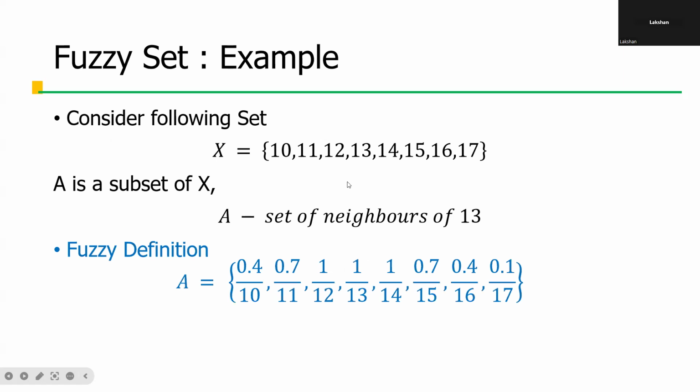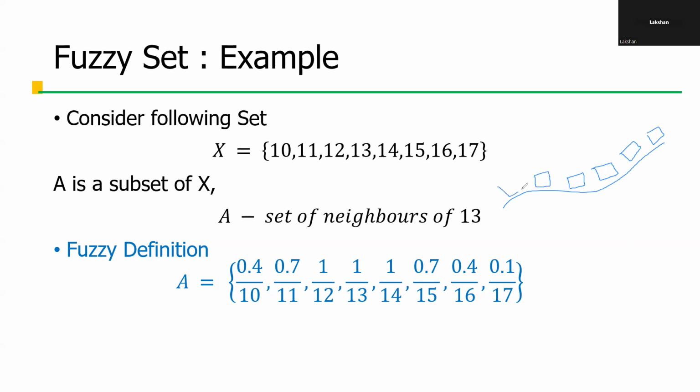But then we have the fuzzy definition. When it comes to the fuzzy definition, we can say, although 11 and 15 are not right next to 13, they are some kind of neighbors. When it comes to a road or a lane, we do not only deal with the exact next ones. We have a road like this, and we have houses like this, a few houses.